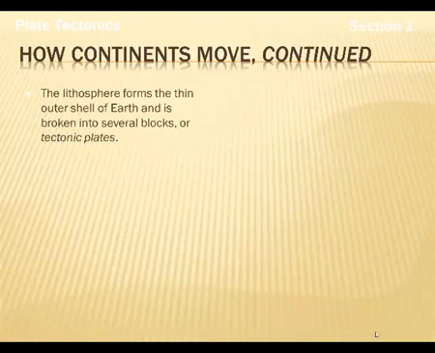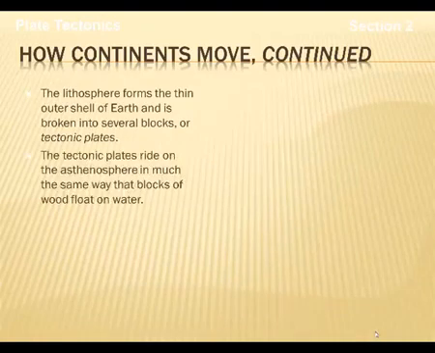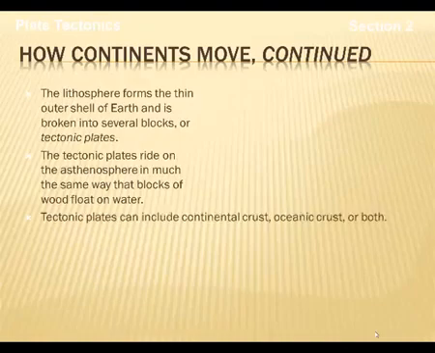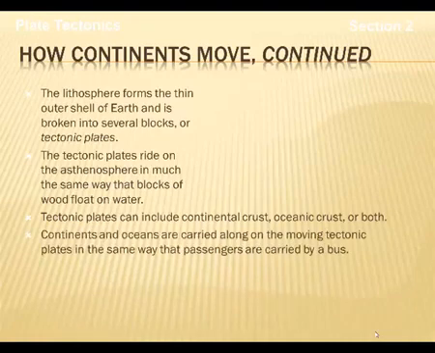So again, the lithosphere forms the thin outer shell of our Earth's surface. It's broken up into plates. They ride on top of the asthenosphere, much like wood floating in water. These plates can include continental crust, oceanic crust, or both.